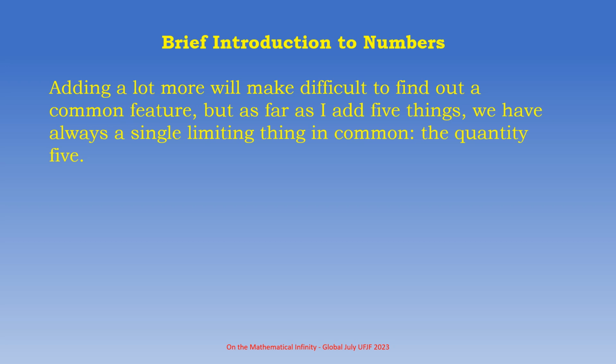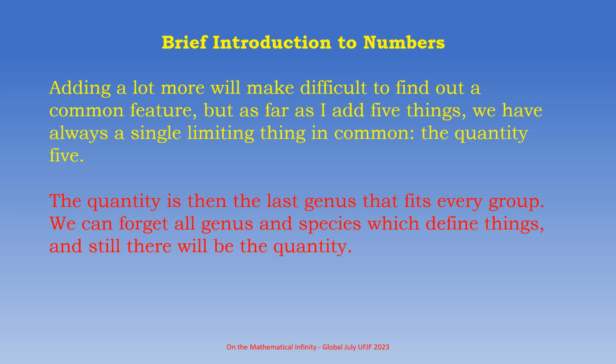But as long as I add sets of 5 elements, always 5 things, we will always have a single limiting thing in common, which is the quantity 5. That's right. That's the limiting thing that remains always in common between a large number of sets of 5 elements, right? So the quantity is the last genus, in Portuguese, gênero, the last genus that fits every group.